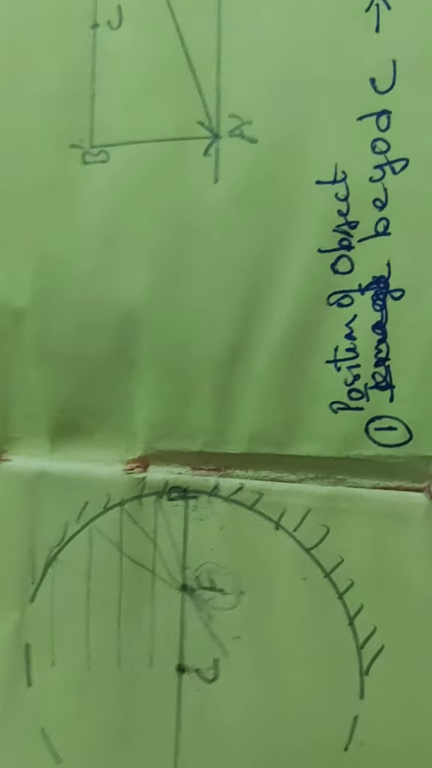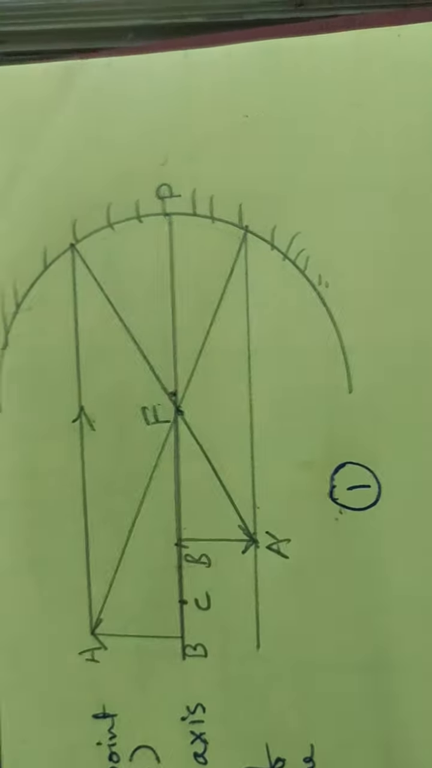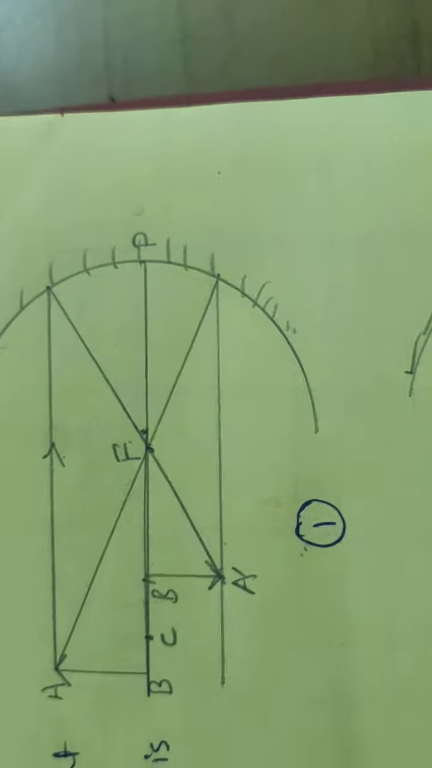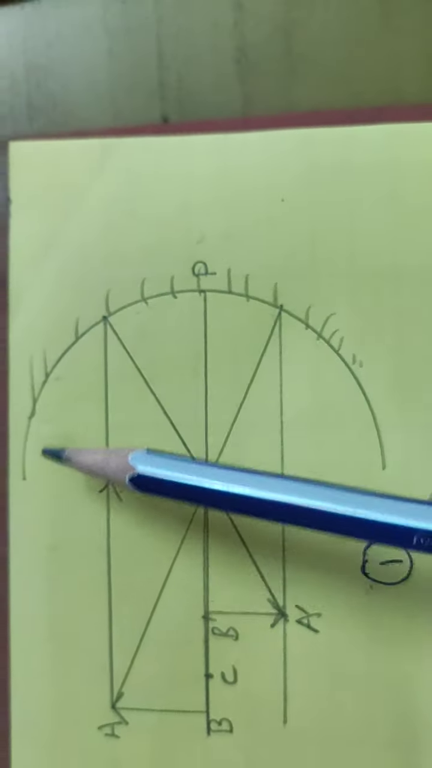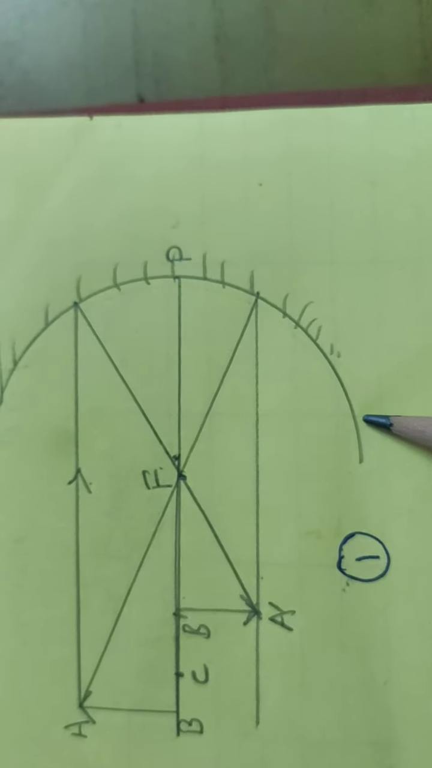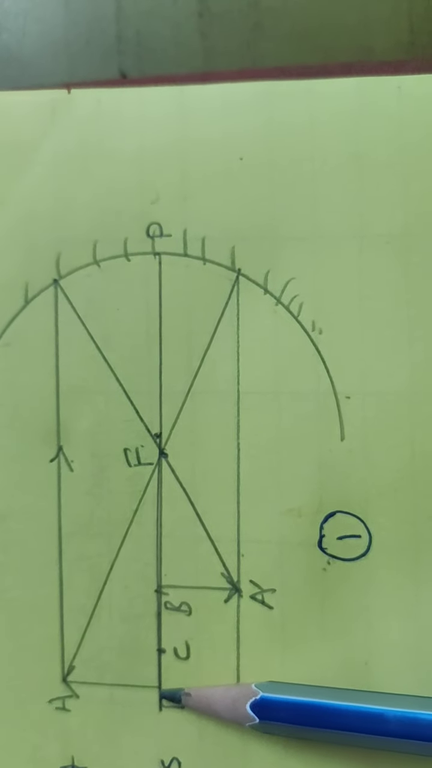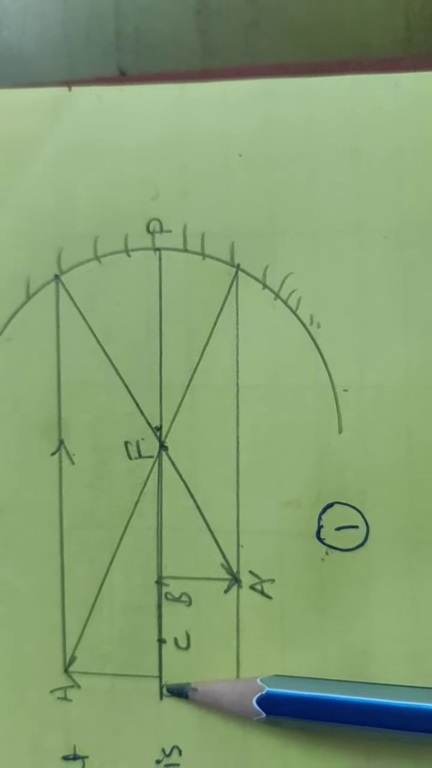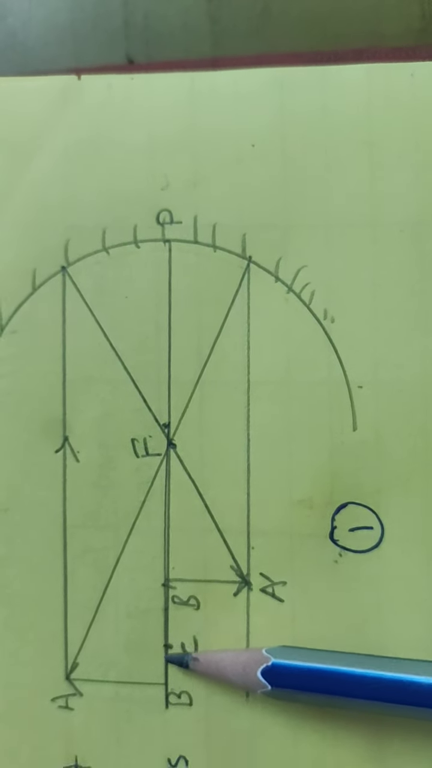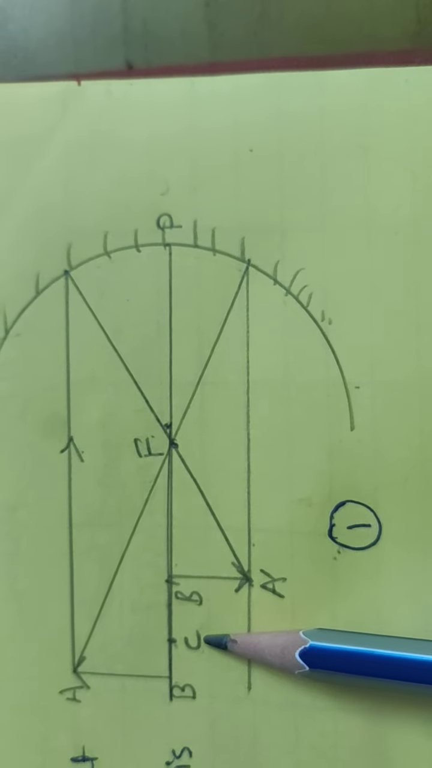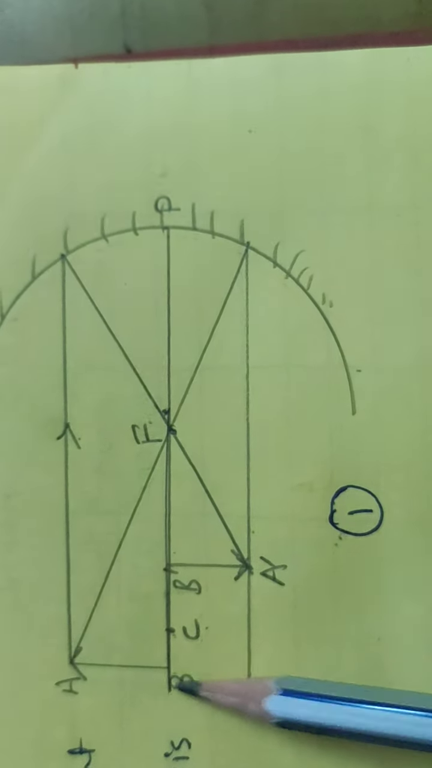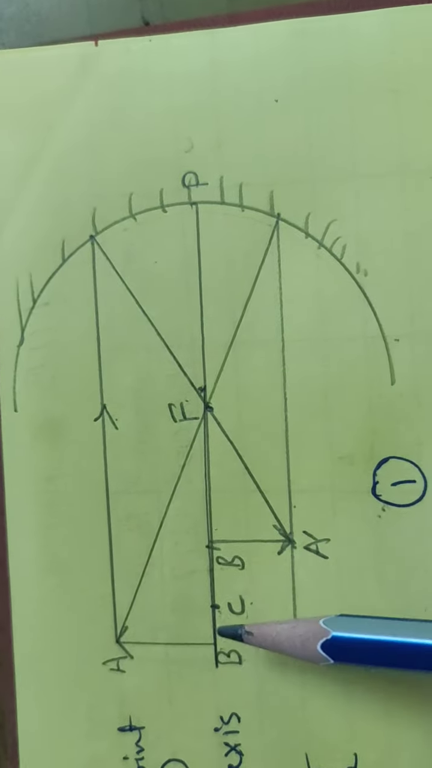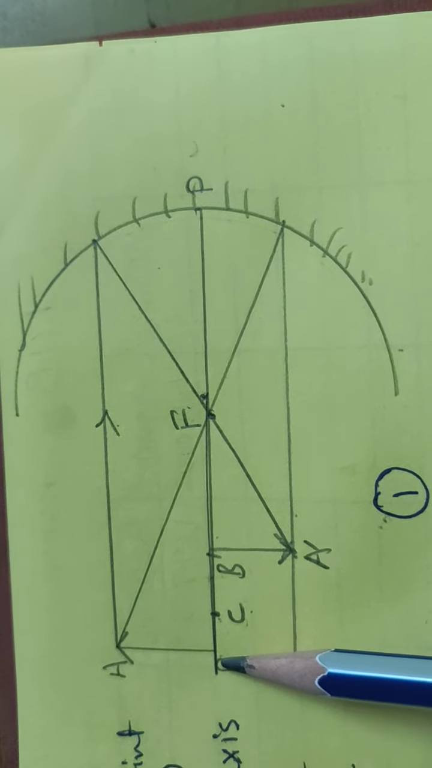Clear? Now let's come to the first position of the object. So this is the concave mirror, and this object is placed behind the center of curvature. You see I have written C here, and I placed the object. This object is AB. I placed the object behind the center of curvature.